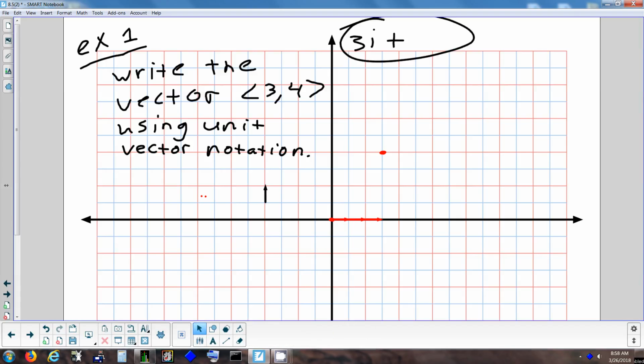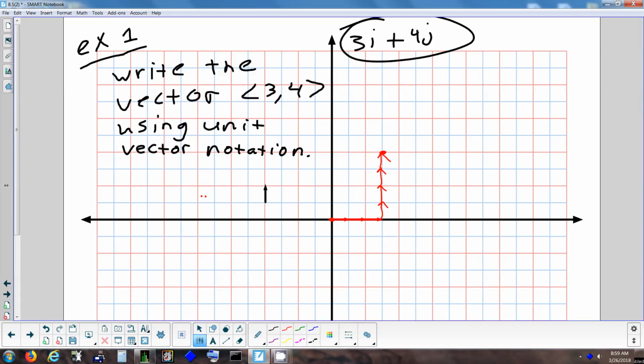and now I just need to see how many j's I need. Okay? I need 1, 2, 3, 4. So, instead of copying and pasting, I'm just going to sketch it by hand. 1, 2, 3, 4. So what we've just done is we built the vector we needed out of i's and j's. And that, what I just circled, is how you write a vector using unit vector notation.